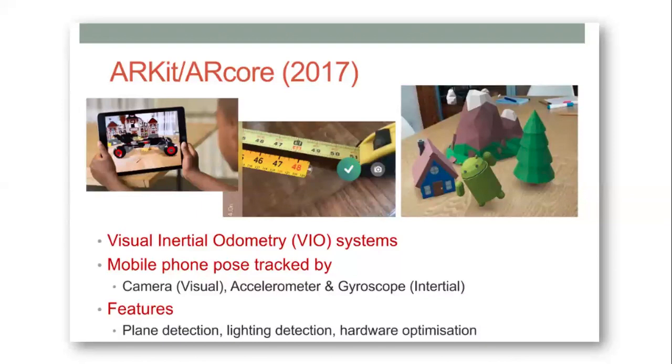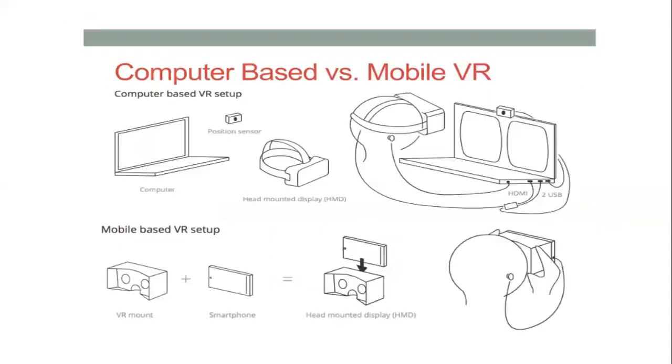These are the features we have in AR, like light detection, and we also have hardware optimization in AR. And this is how it is set up for computer versus mobile VR. Just go through this architecture for a minute and give me a thumbs up once everyone has observed it. It doesn't take much time, just observe it.